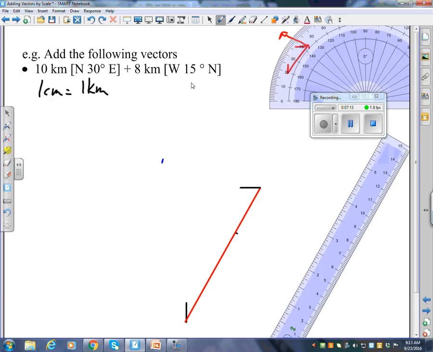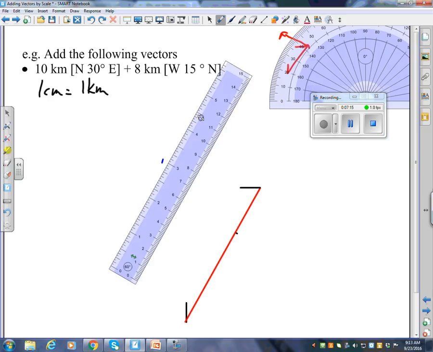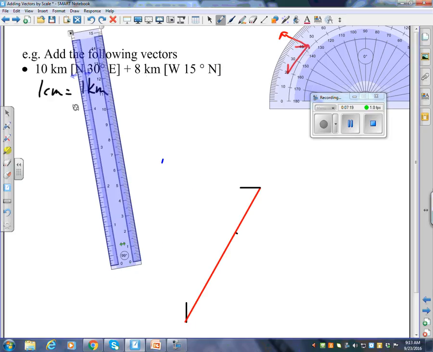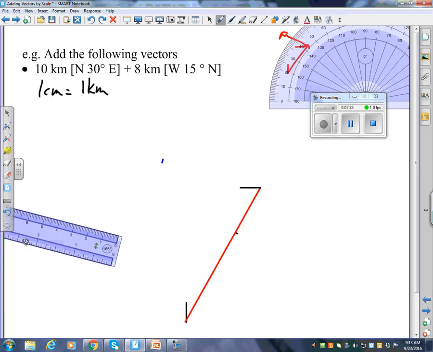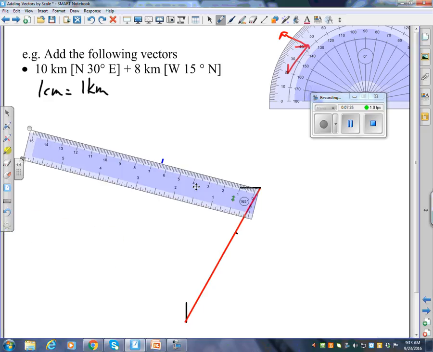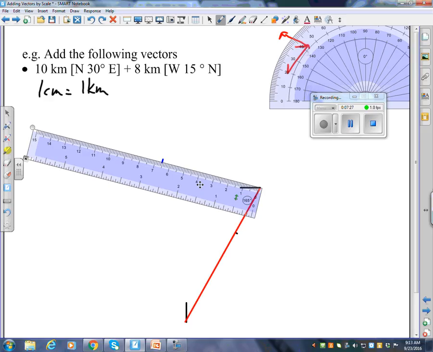West 15 north. So I'm going to go 8 kilometers, right? So that's going to be 8 from there. Is it important you take care with your ruler and protractor? Yeah, you got to just be a little bit cautious, a little bit slower. Don't rush. Take your time.